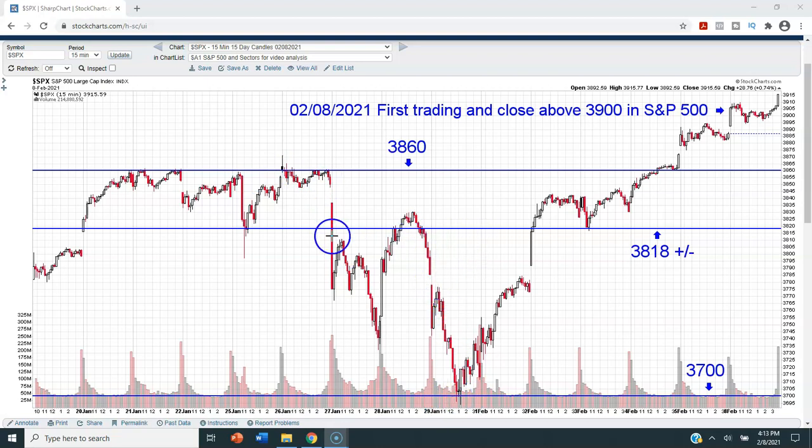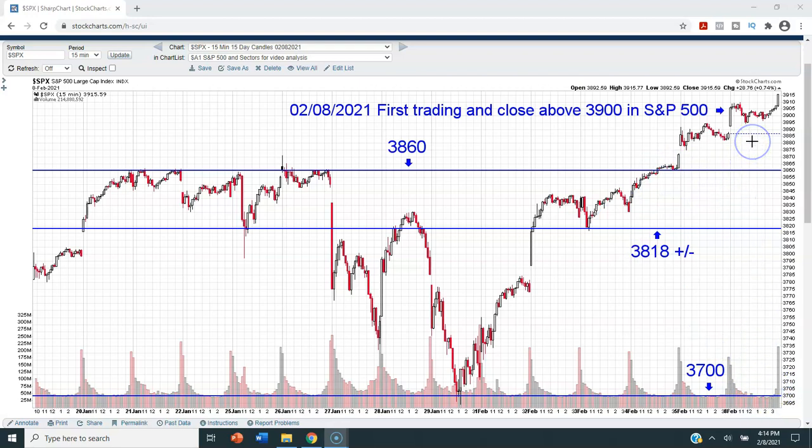Now, there is also some support a little bit around this 3818 plus or minus level. So anywhere from 3815 to 3822 or so. You can see that we had a few candles right here, trading down to this level on the 25th of January, and a few minutes of trading around there on the 28th. Again, it pulled back to this level on February 3rd. So there is some support there, but the real support is at 3860 and then 3700, as you see here.